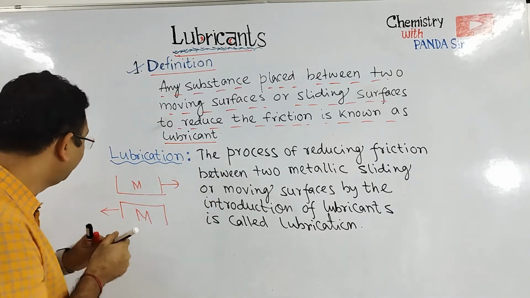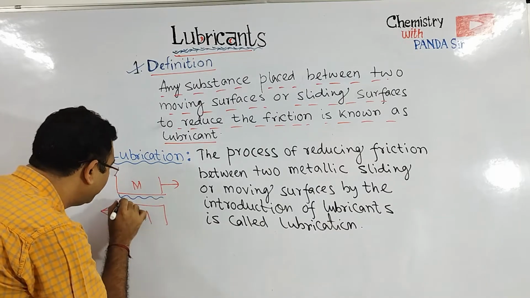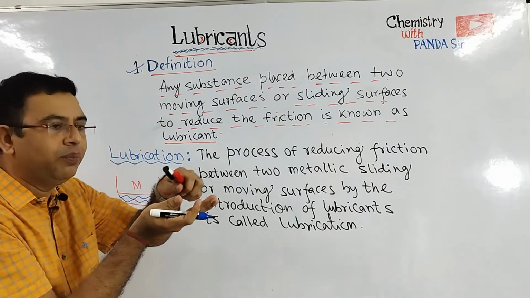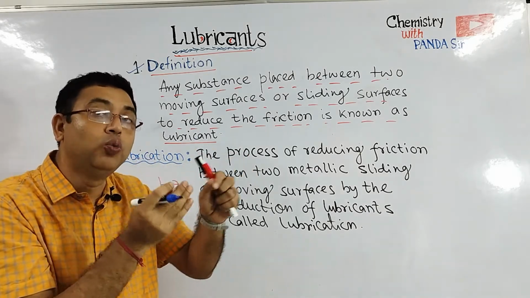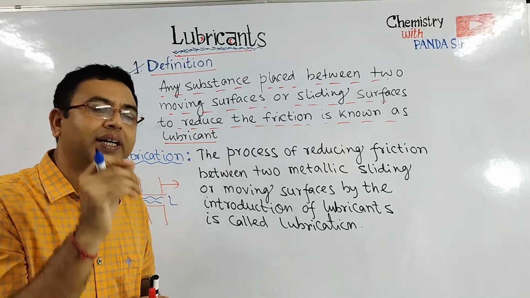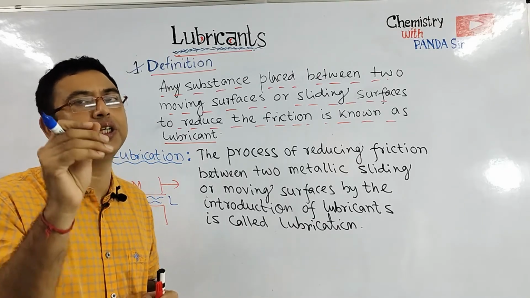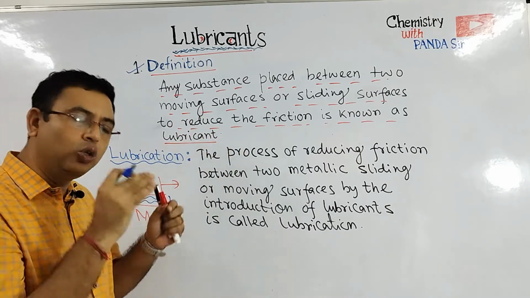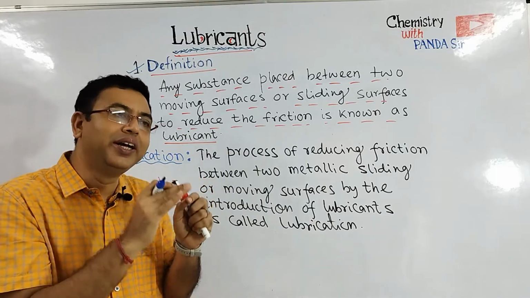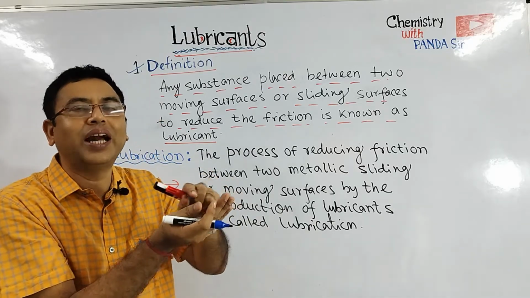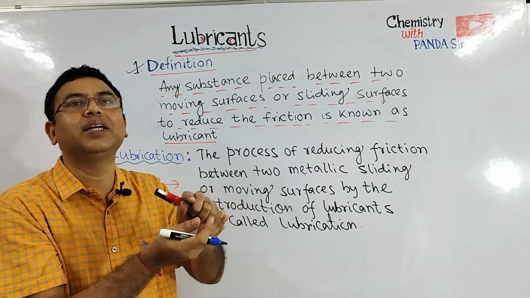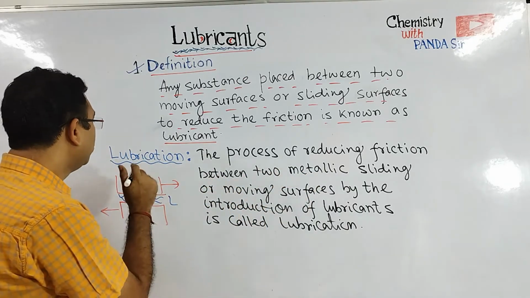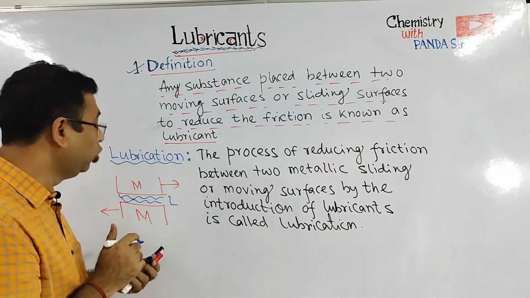Now if I put some amount of lubricant in between, what will happen? The metal contact becomes metal-lubricant contact, and this lubricant is purely to reduce the friction between the two moving surfaces, and that is the role of the lubricant. So lubricant is a substance which can reduce the friction between two sliding metallic surfaces, or any two different moving surfaces.